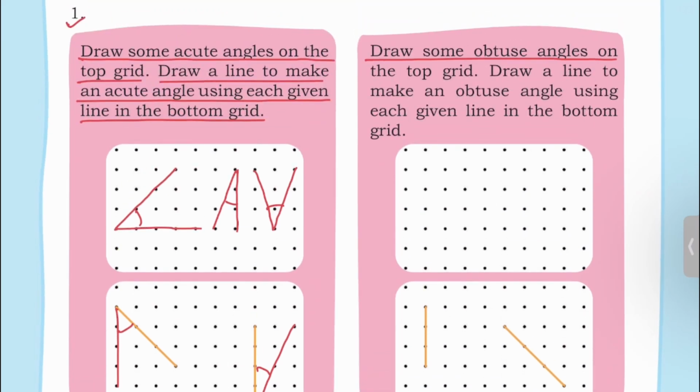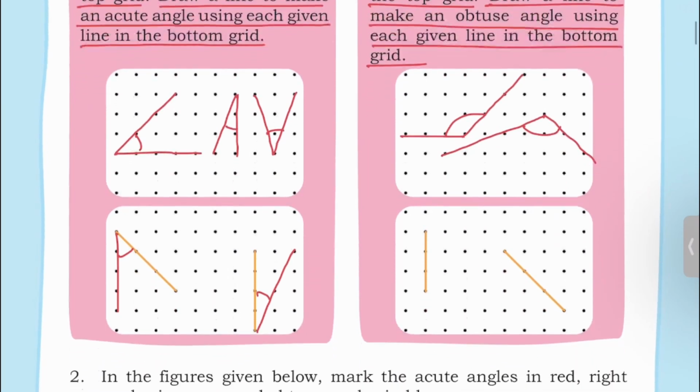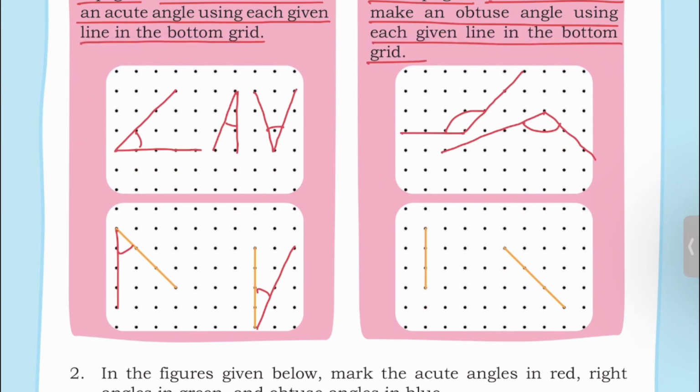Draw some obtuse angles on the top grid. Draw a line to make an obtuse angle using each given line in the bottom grid. You have to draw obtuse angles like this. Like this. Similarly, you have to make obtuse angles again on the given line in the bottom grid. You can make like this. Like this.